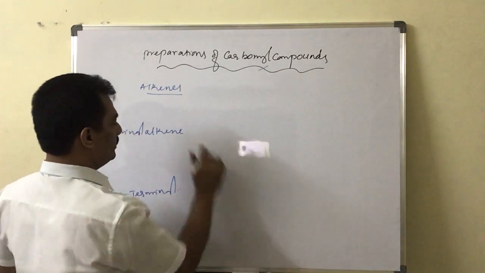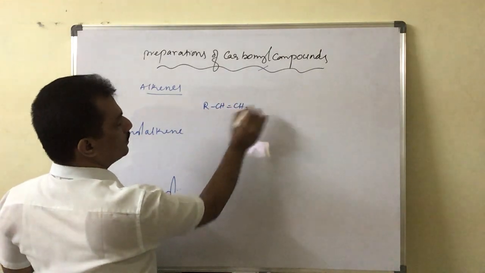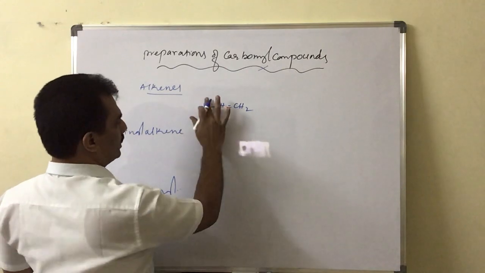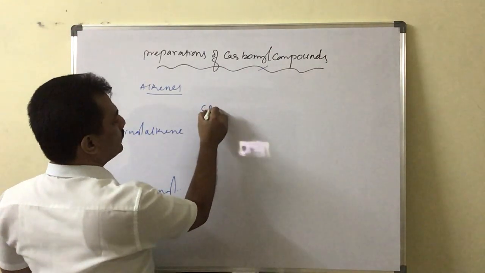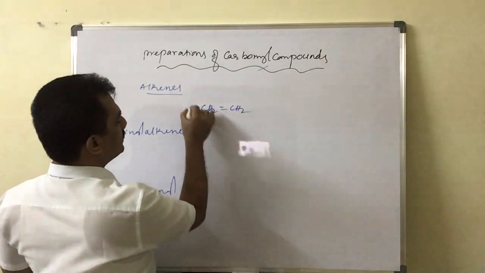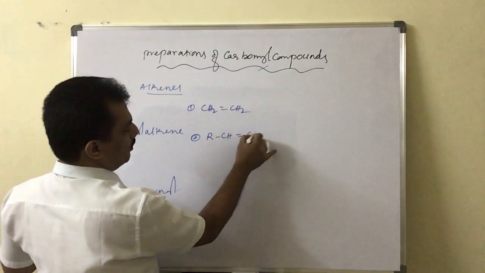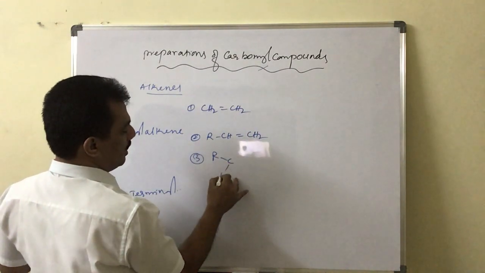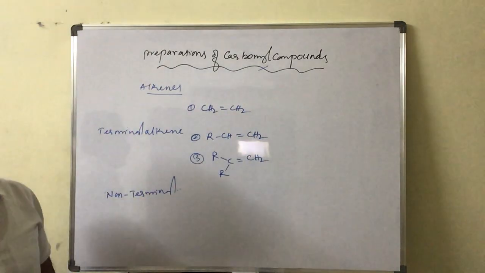Just observe here: R-CH=CH2, or one more. First let me give this. Terminal means CH2=CH2 like this one, the second one is R-CH=CH2, and the third one is R-C(R)=CH2. All these three are terminal alkenes.